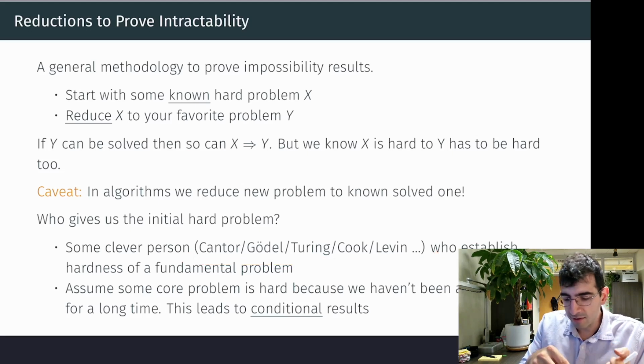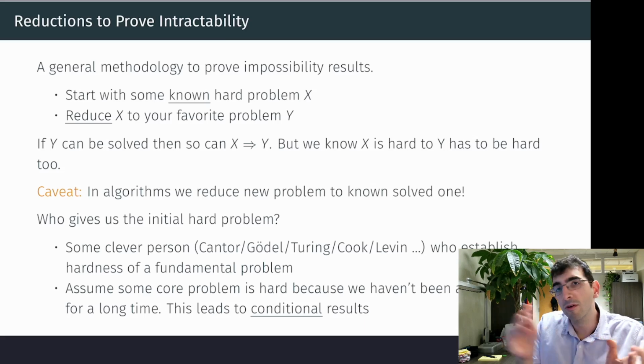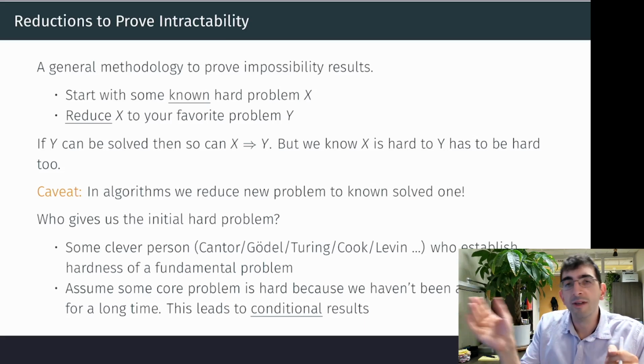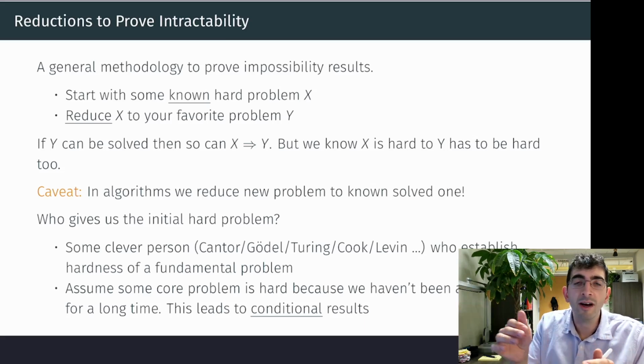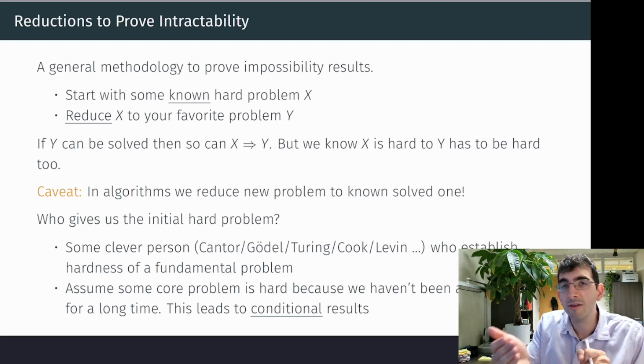And the truth is, it's probably just some famous computer scientists that you've already heard of. Cantor, Gödel, Turing, Cook, Levin. I mean, these are the famous guys you've heard of. But there's a whole army of computer scientists that have been working on hard problems for decades. So there's quite a huge library of hard problems and a huge library of easy problems that you could use for reductions to show that the specific problem you were given is easy or hard.